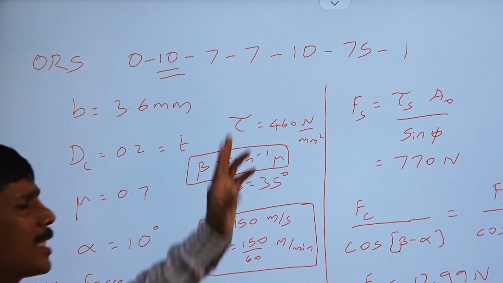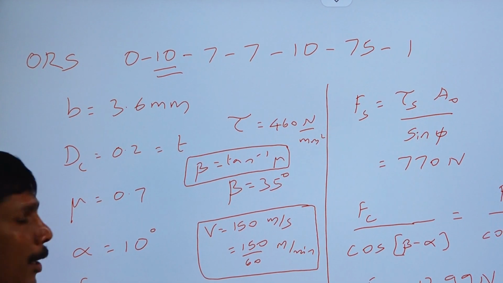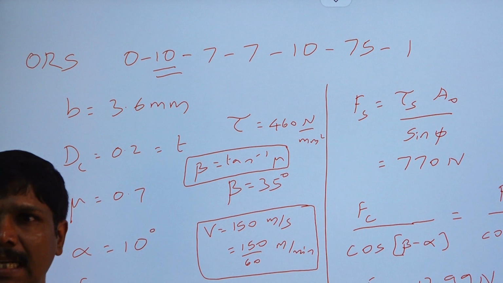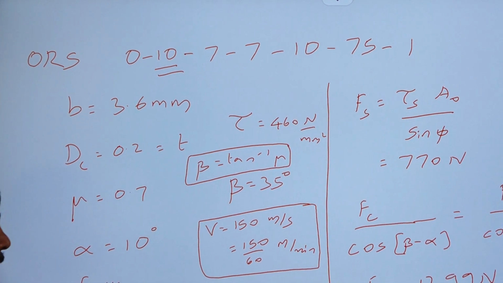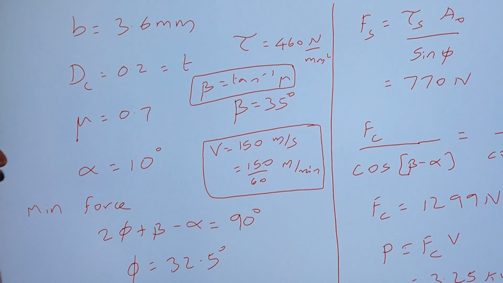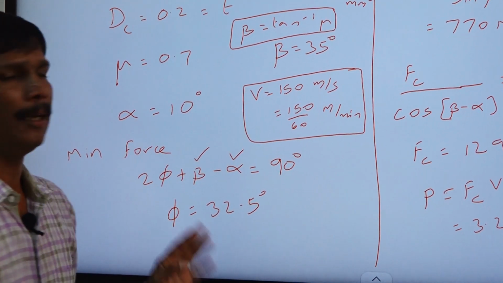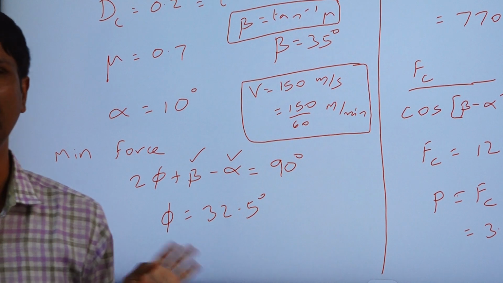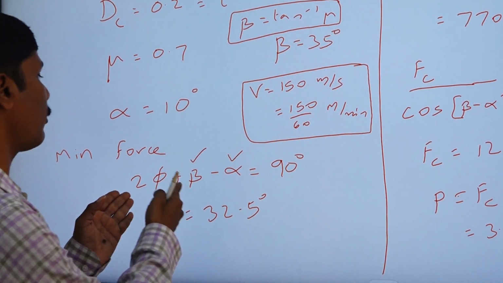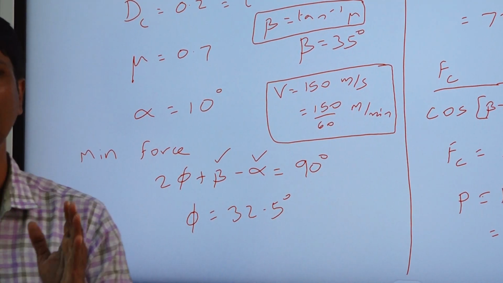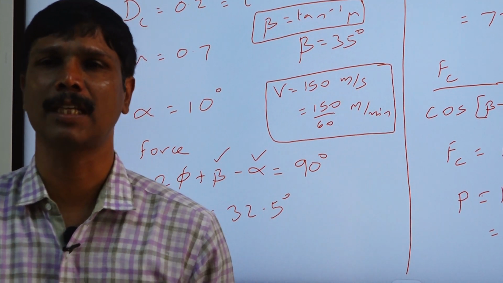Tau is given in the problem, and to apply the minimum force, Merchant assumed that 2 phi plus beta minus alpha equals 90 degree. When you substitute alpha and beta, you can get phi, where phi is the shear angle. This assumption, 2 phi plus beta minus alpha equal to 90 degree, is the important Merchant assumption.